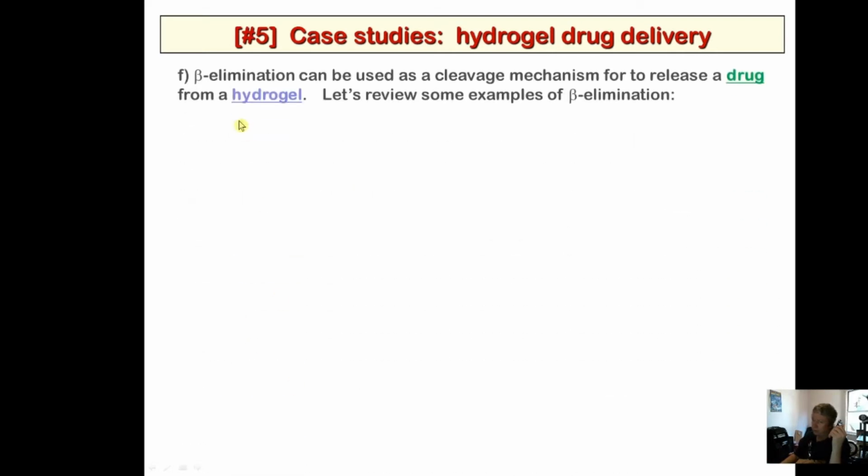Okay, so beta elimination can be used as a cleavage mechanism to release drug from a hydrogel. Let's review some examples to review some of our organic chemistry knowledge of beta elimination. You've probably forgotten all of this, but let's talk about it. So, as you learned early in your organic chemistry education, bases can take protons off a molecule and then, in this concerted process, cleave off a leaving group. And then that generates an alkene, right? And you get a BH and an Lg minus, some kind of bromine or chlorine or some kind of leaving group gets kicked off, and you get an alkene.